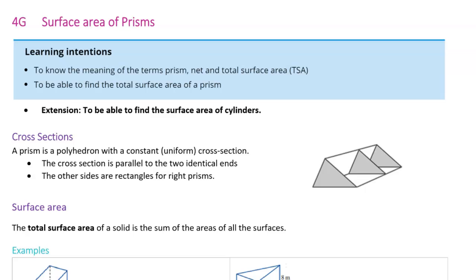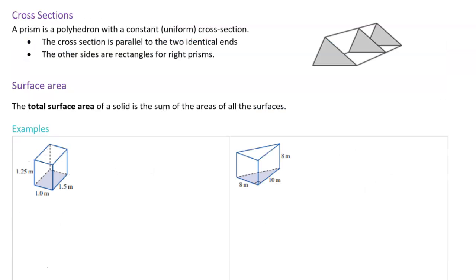In today's lesson, we're going to be looking at the surface area of prisms, and a bit later on, we'll also be looking at cylinders. Before we start looking at how to do these calculations, we need to look at a little bit of terminology. So let's look at this first bit here.